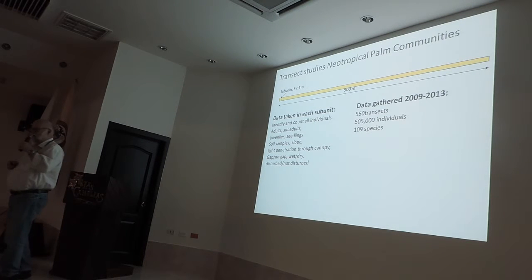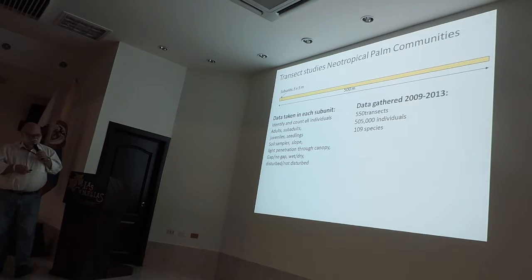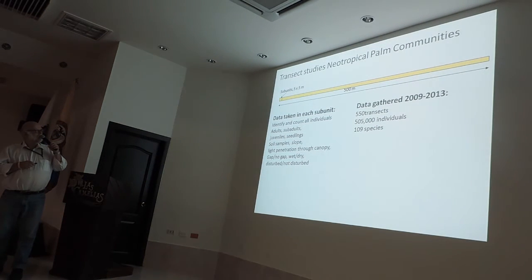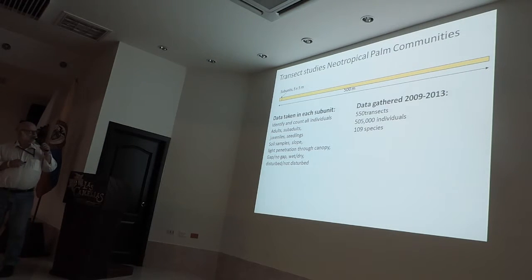So we worked with this transect method, which was also presented earlier today. This was the kind of data we took, in subunits of 5 by 5 meters along a 500-meter transect. So we identified and counted all the individuals and classified them in growth sizes, from adults to seedlings. We took soil samples also, slope and other features of the habitat.